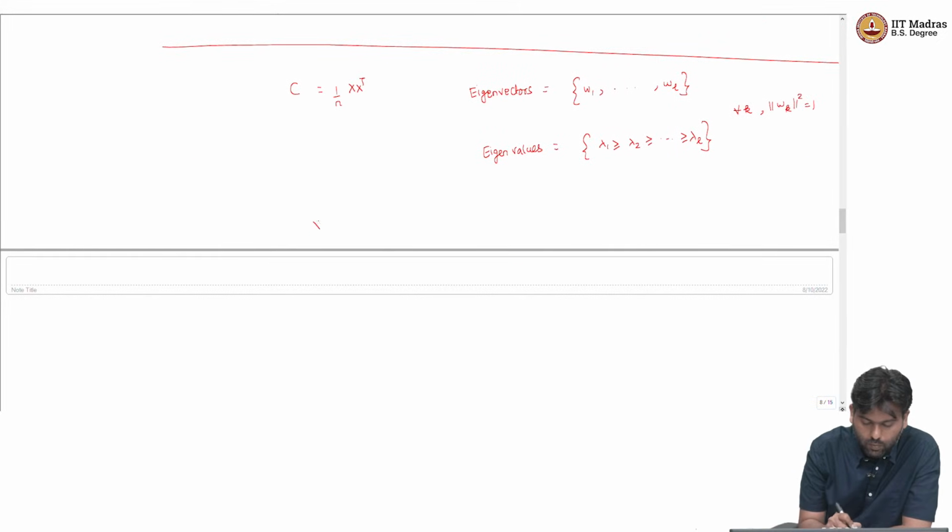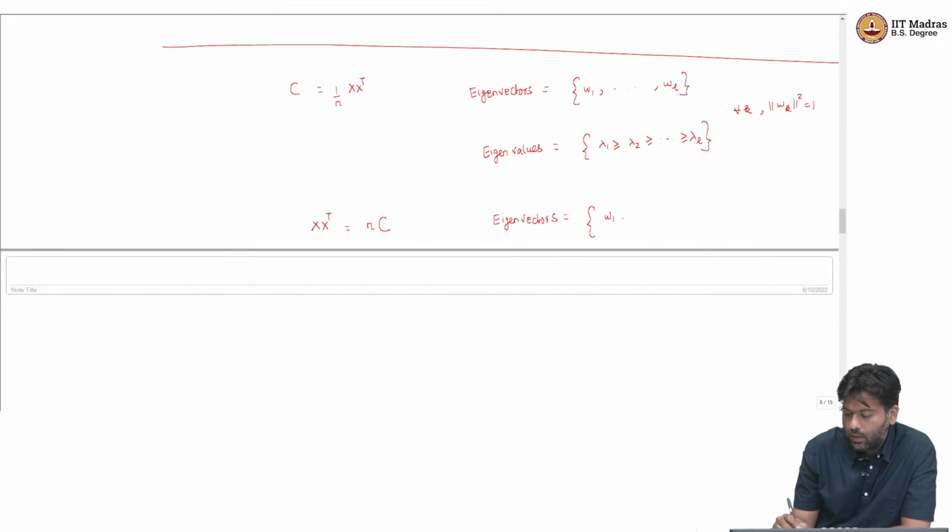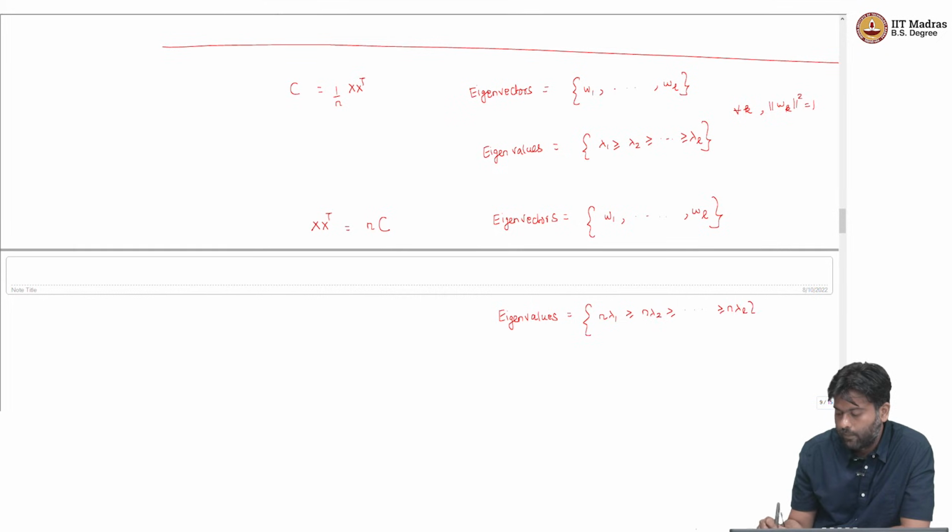Now, let us look at X X transpose. X X transpose is just n times C. Now, what will be the eigenvectors of length 1 for X X transpose? Well, they will exactly be again w_1 to w_L. It is just that the matrix is scaled. So, the eigenvalues will scale accordingly, but the eigenvectors of length 1 will stay the same. The eigenvalues will be n lambda_1 greater than n lambda_2 greater than n lambda_L.